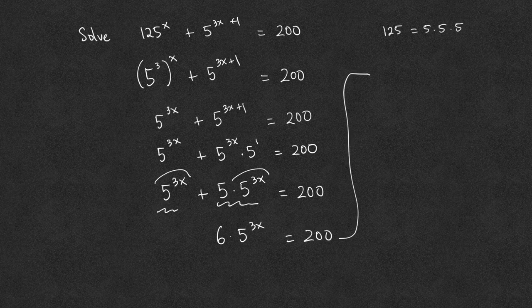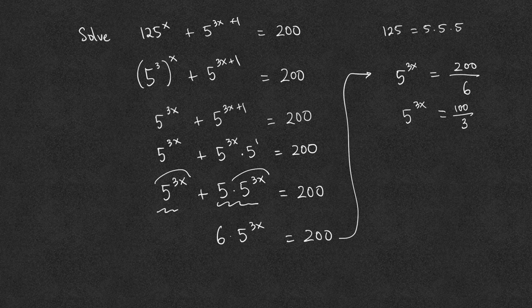At this point, in order to get to x, we need to get to 3x, meaning we need to get to 5 to the 3x. So we need to get rid of that 6 by dividing both sides by 6. 5 to the 3x equals 200 divided by 6. 200 divided by 6 is 100 over 3. Do not use a decimal number, not yet.